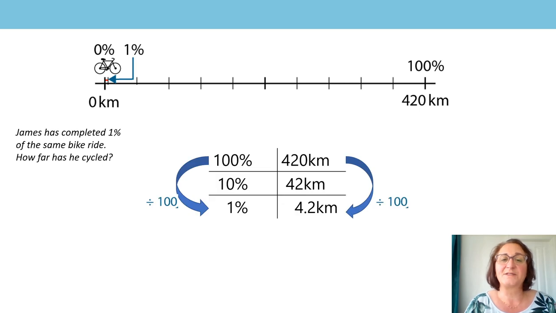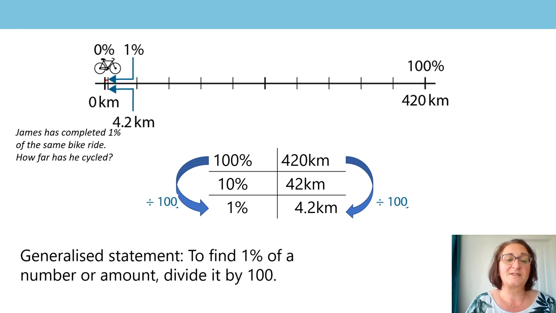As we already know, 100% of the race is 420 kilometres and 10% of the race is 42 kilometres. James completed 1% of the race, and 1% is equivalent to 0.01 or 1/100th. So we need to divide the whole by 100. The whole has been divided into 100 equal parts, and each equal part has the value of 4.2. James has cycled the distance of one of these parts, so he has cycled 4.2 kilometres. We could say, to find 1% of a number or amount, divide it by 100.